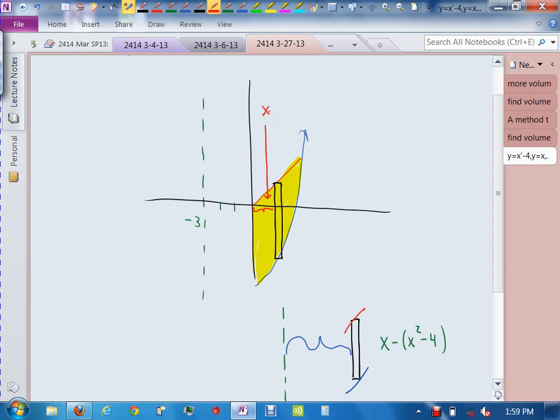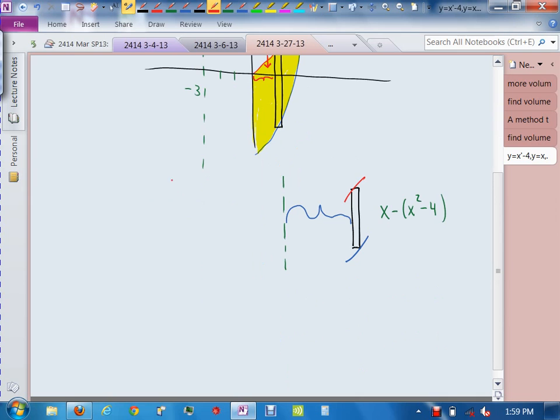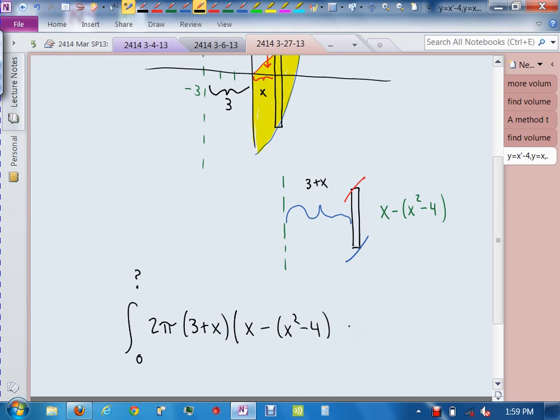2 pi, x plus 3 or 3 plus x. So it's integral from 0 to, that's still a question mark, 2 pi, but instead of x, that distance was 3 plus x. This is 3, and that is x. So 3 plus x, 3 plus x, and then my upper minus lower dx.